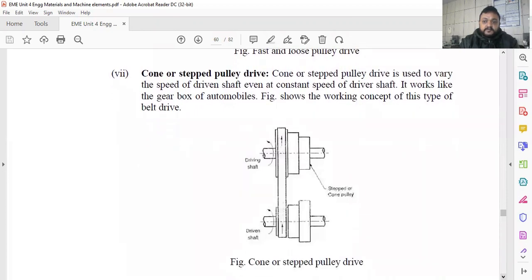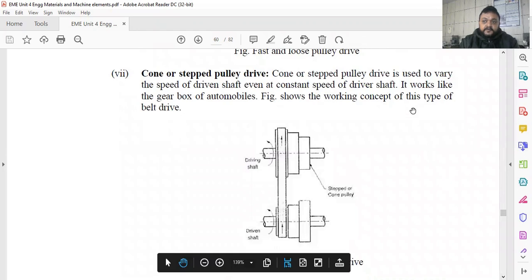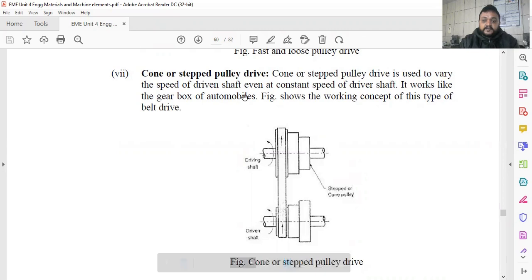So a step pulley drive is there. You can see here, the step pulley is used to vary the speed of the driven shaft. Nowadays this is normally done by means of different gearboxes, where we use gear 1, gear 2, gear 3 and so on. Depending upon the speed, we can simply change gears in our automobiles. That is easily possible in a gearbox by means of the gear drive, but the same can be achieved by means of stepped pulleys.